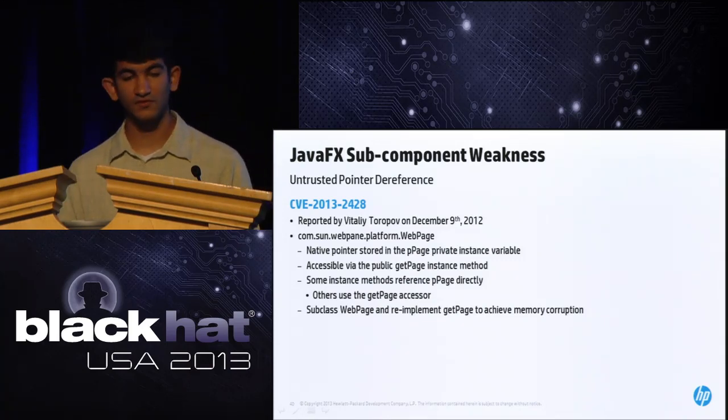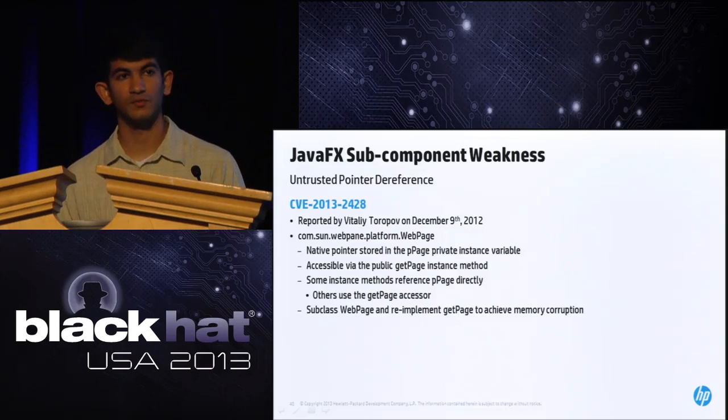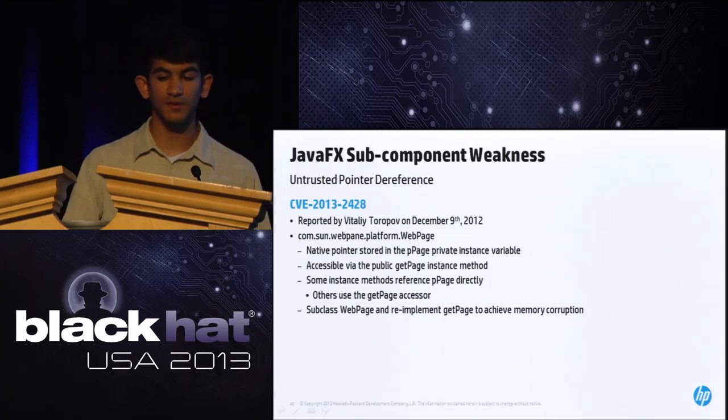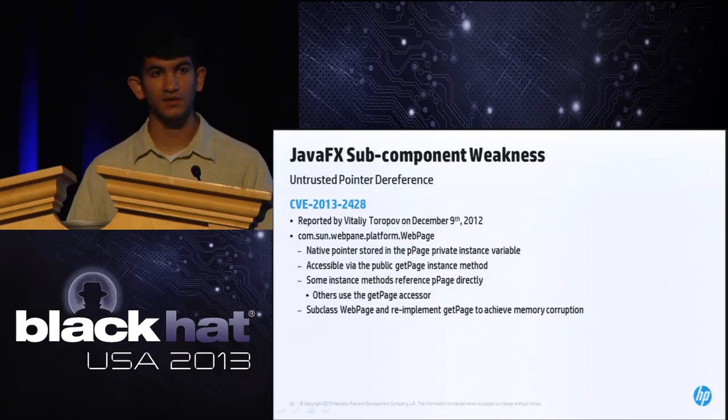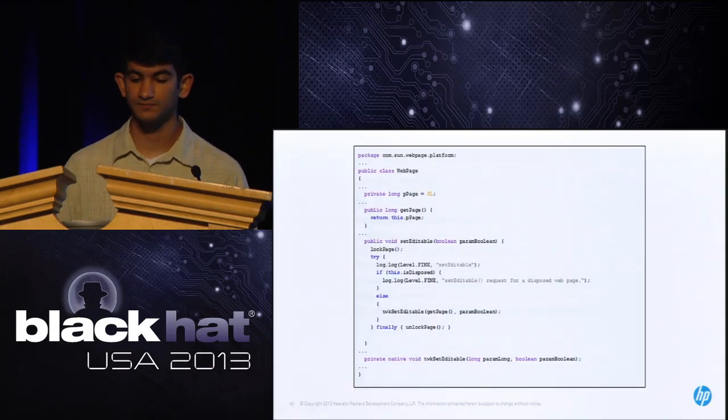There's also an accessor method for the ppage variable called getPage, and some of the instance methods within the function will directly use ppage, whereas others will make use of the getPage accessor method. Since WebPage is public and the getPage class is also public, and it's not final, we're able to subclass it and modify it, and as a result we're able to corrupt memory.